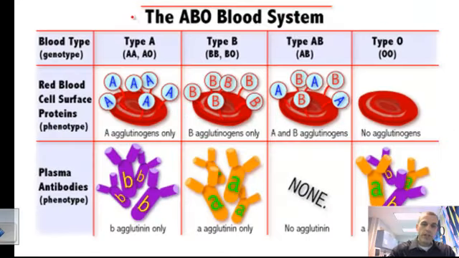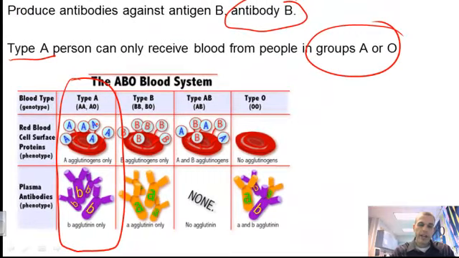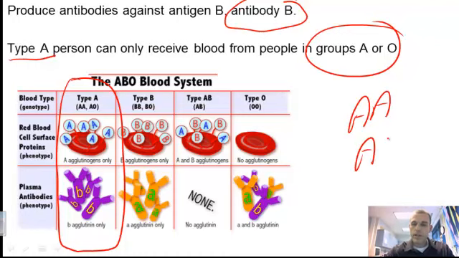So on this chart on the bottom, here's type A. When you look at type A, here we have our antigens, and here we have our antibodies. So if you're type A, you have A antigens and you have antibody B. And if you're type A, genotypically you are either AA or AO. Okay, and you're still considered to be a type A blood person.